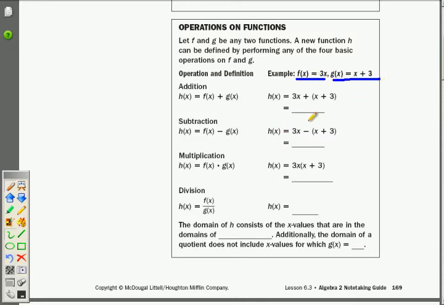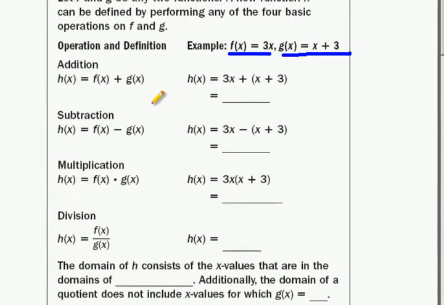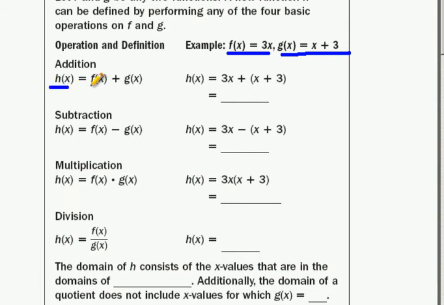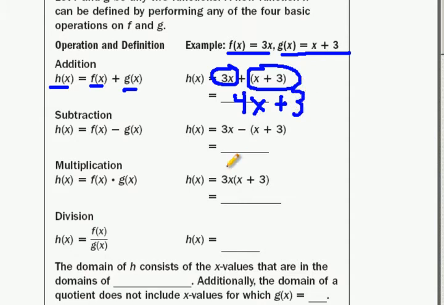This is all going to seem fairly simple. If I said h of x equals f of x plus g of x, you would just take whatever f of x was, which happens to be 3x, and add it to whatever g of x is, which happens to be x plus 3, and you would get 4x plus 3. You're just adding those things together. If I asked you to subtract them, again, 3x minus x is 2x. Don't forget that negative goes over to the 3, and that becomes a minus 3.